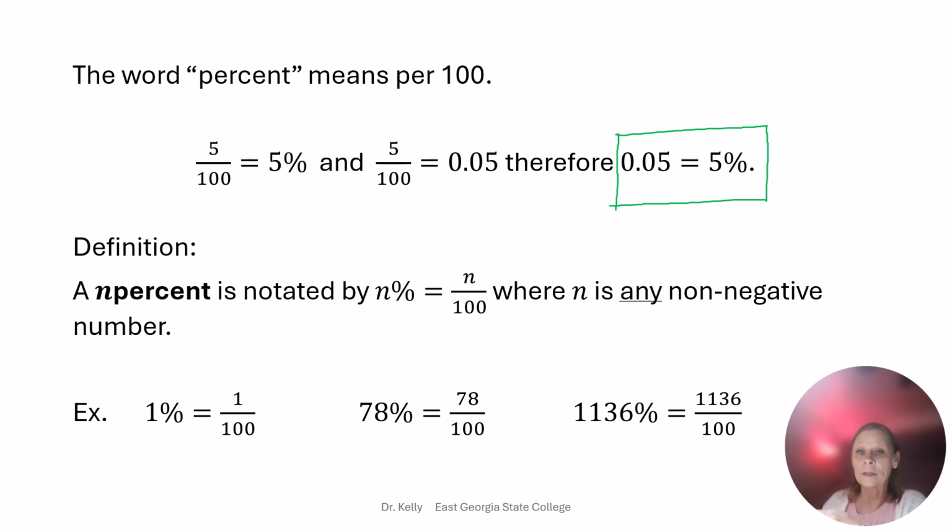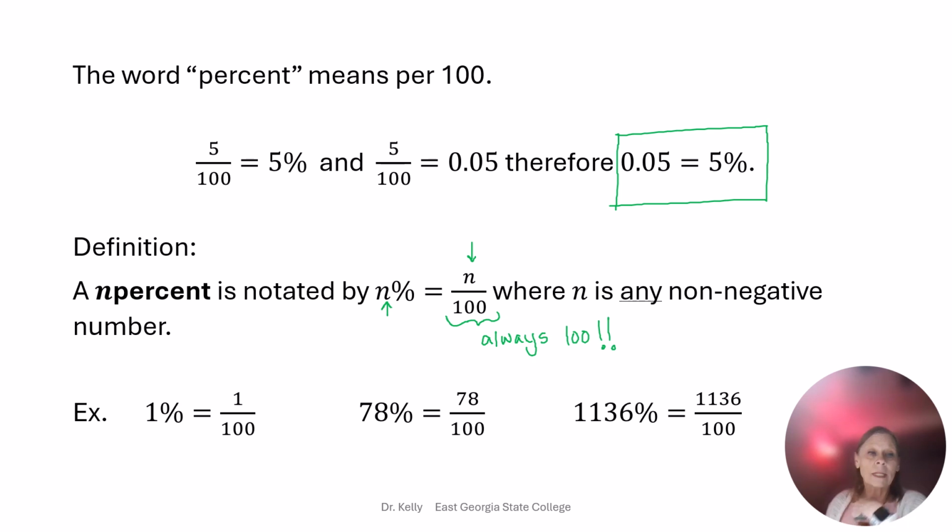So that brings us to the definition. The definition of n percent is that n percent is equal to n over 100, meaning whatever number n is goes over 100, and the 100 is always 100. Okay, that never ever changes when you're talking about percentages. Let's take a look here. Also note that it says where n is any non-negative number. We're not talking about negative percentages here.